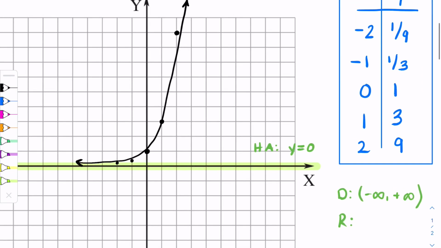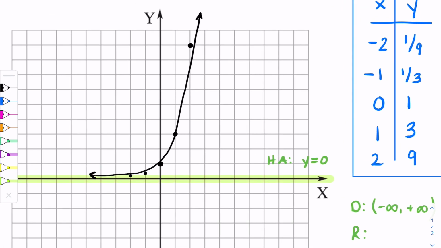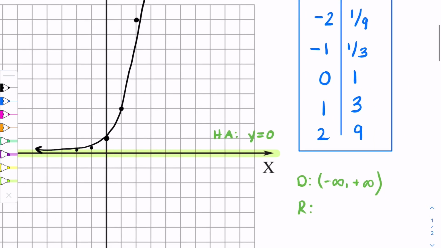The range never goes below, or this graph, the black line that I graphed, never goes below that highlighted green line on the x-axis, the line y equals 0. It never touches that line, it never crosses that line. It's getting closer and closer to that line at 0, but it never actually intersects it. So we're going to say that the range is from 0, not including 0.